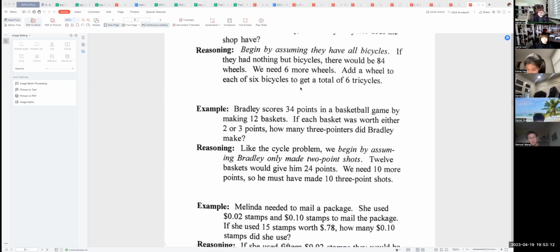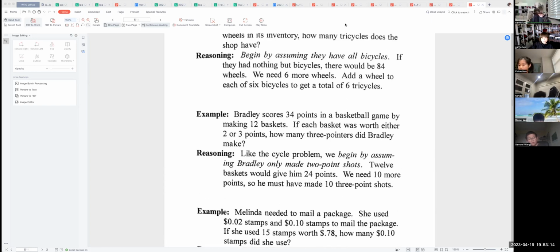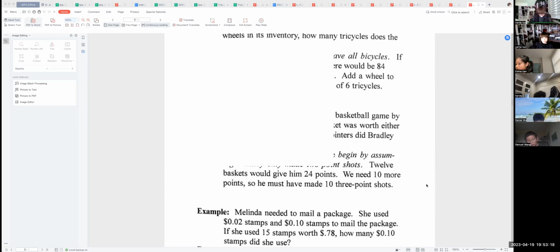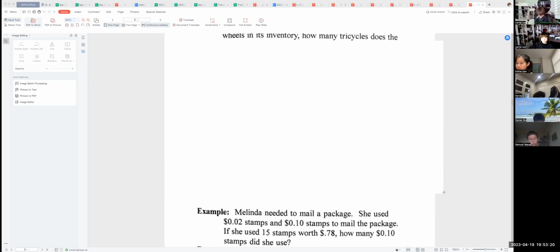Okay. So everybody, last question, last example questions. Okay, so we're gonna moving on. So Melinda needed a mail a package. She used 0.02 stamps and 0.1 stamps to mail the package. If you used a 15 stamps worth of 78 cents, how many 110 stamps did he use? Remember, everybody, I said try not to use a decimal, but try to use what, Oliver? Whole number, okay? Make them whole number.